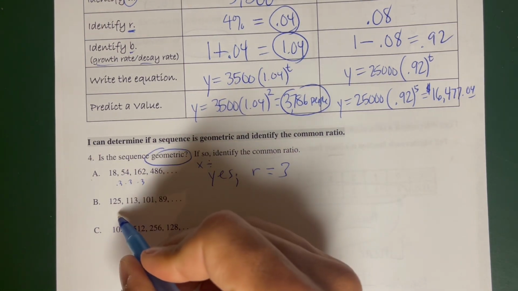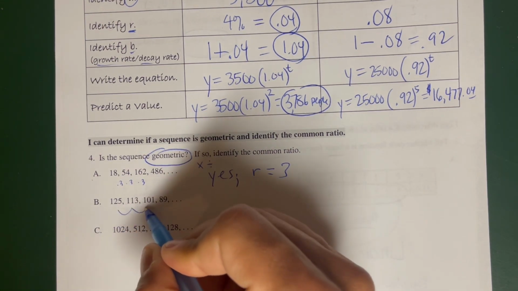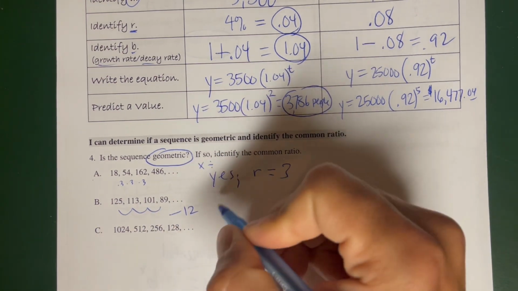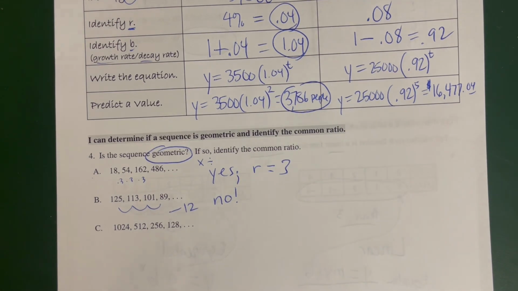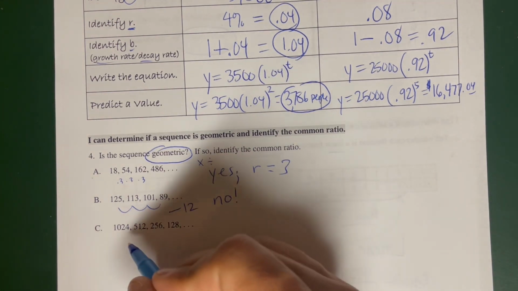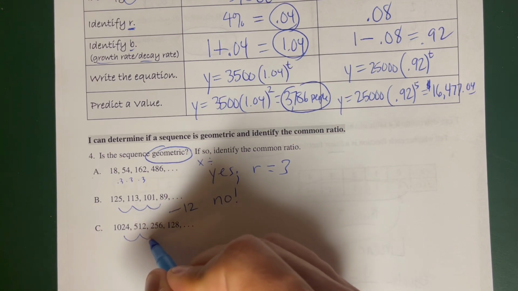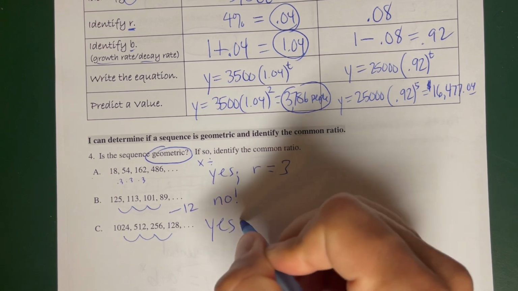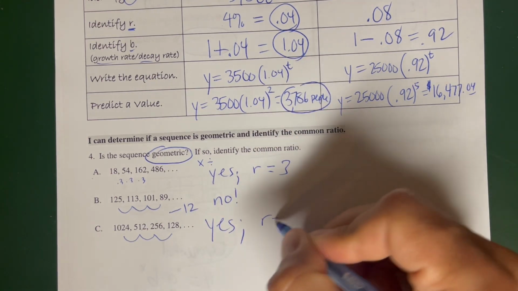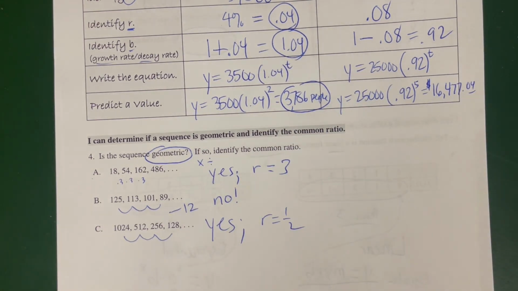Notice for part B, what are we doing here? Minus 12, minus 12, minus 12. It looks like we're subtracting 12 over and over again. The answer for that is going to be no, because we can only multiply or divide over and over and over. And it looks to me here like this is half, half, half. Maybe dividing by 2 over and over again. And so this is going to be yes, and the R value is going to be equal to 1/2.